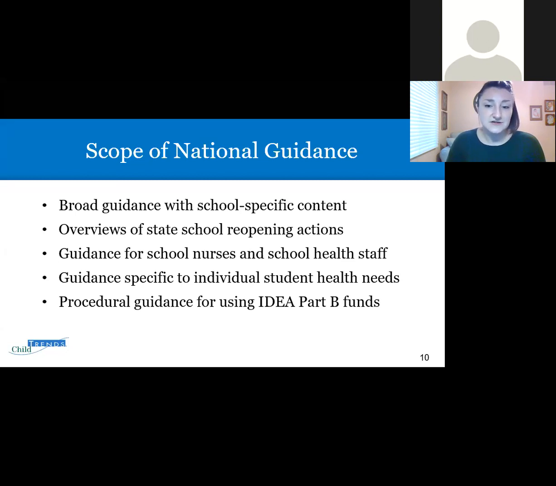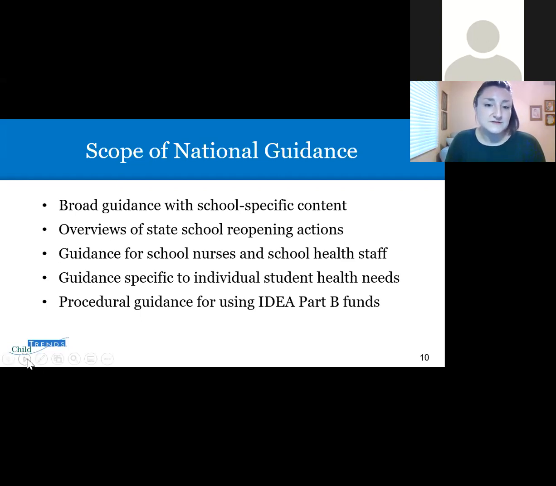We're seeing organizations with specific expertise in this realm, such as the National Association of School Nurses. They're providing some guidance specific to the role of school health staff and school nurses in particular, who may be particularly responsible for serving and supporting these student populations. And NASN and other national organizations like the Kennedy Krieger Institute have contributed to some of the most specific guidance at the national level, which often focuses on recommendations for identifying symptoms, providing individualized care for students with health conditions that make them particularly vulnerable to the coronavirus, which would include things like asthma and diabetes.